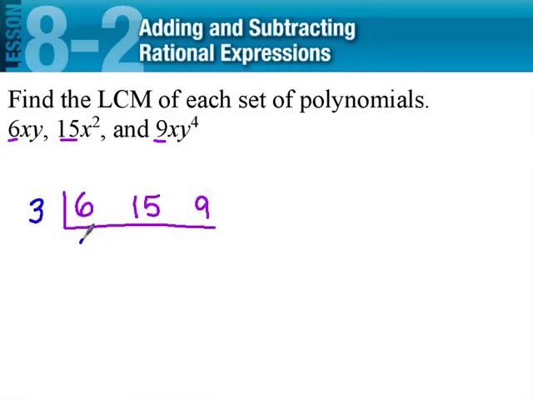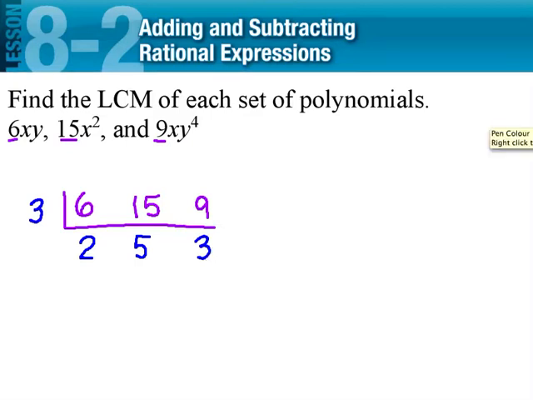And then that leaves me with 2, 5, and 3. Now, in looking at that, is there anything that will divide 2, 5, and 3? No. Is there anything that will just divide 2 of them? Like, is there anything that will divide 2 and 5? 5 and 3? No, so that's where you stop.